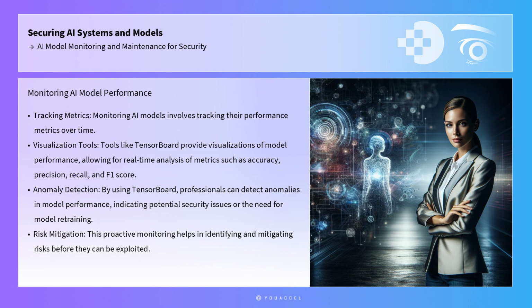Monitoring AI models also involves tracking their performance metrics over time. Tools like TensorBoard, part of the TensorFlow ecosystem, provide visualizations of model performance, allowing for real-time analysis of metrics such as accuracy, precision, recall, and F1 score. By using TensorBoard, professionals can detect anomalies in model performance, indicating potential security issues or the need for model retraining. This proactive monitoring helps in identifying and mitigating risks before they can be exploited.